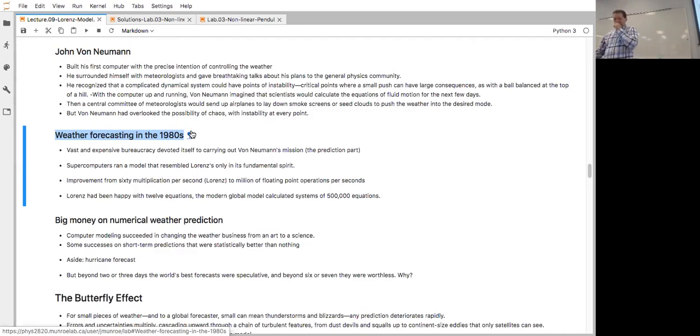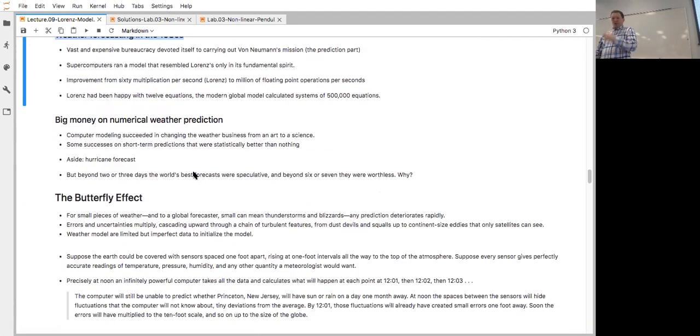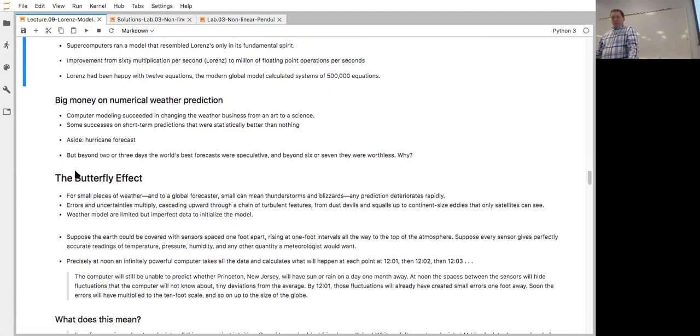One of the observations here was something that is now coined the butterfly effect. For any small piece of weather, and for a global forecaster, if you're trying to figure out the state of this blue planet we're on, that could mean a thunderstorm or a blizzard.